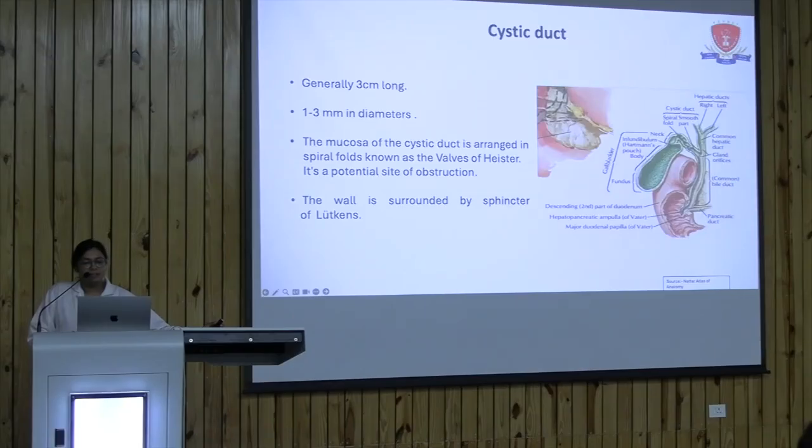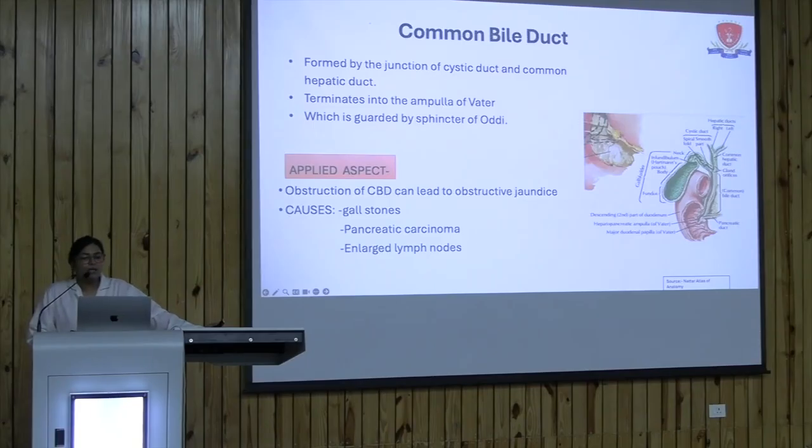An important feature here is presence of valves of Heister, which is spiral mucosal folds in cystic duct, which becomes a potential site of obstruction. Surrounding the wall of this duct is sphincter of Lütkens, which further regulates the flow of bile. When the cystic duct unites with the common hepatic duct, it forms the common bile duct, which opens into the ampulla of Vater, which is guarded by the sphincter of Oddi. It can sometimes become obstructed due to gallstones, pancreatic carcinoma, or enlarged lymph nodes. The obstruction results in impaired bile drainage, which will lead to obstructive jaundice.